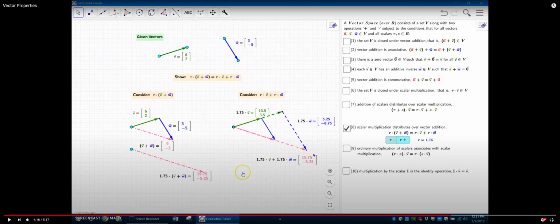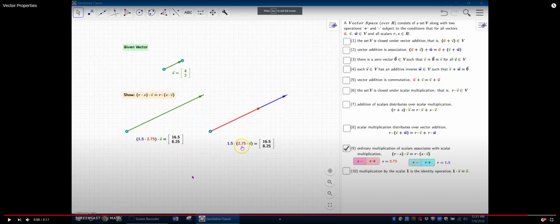And so this is simply a graphical example. It is not a proof. Okay, so this one is the scalar multiplication associativity.